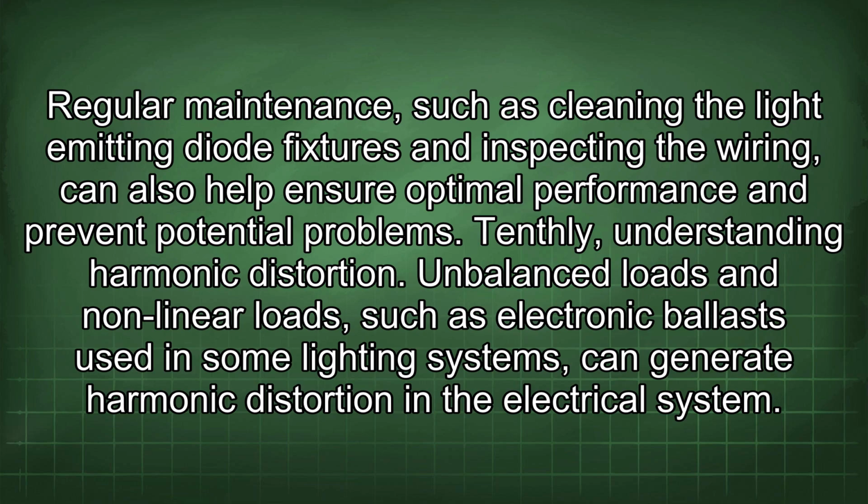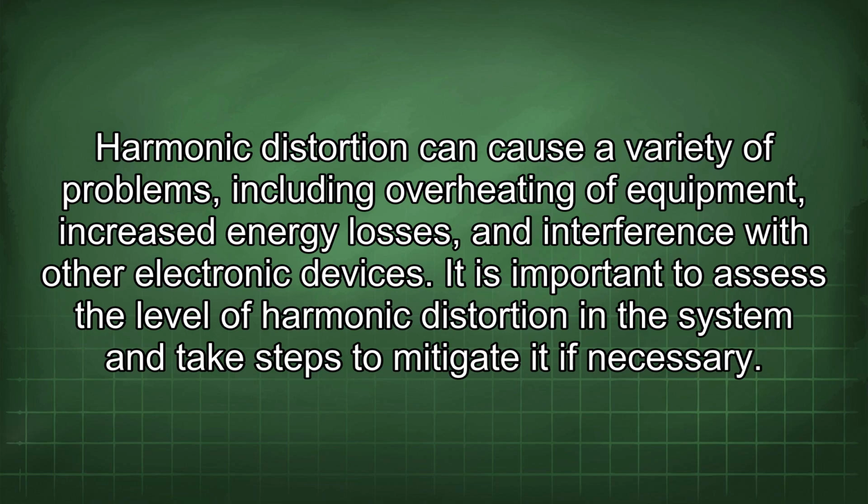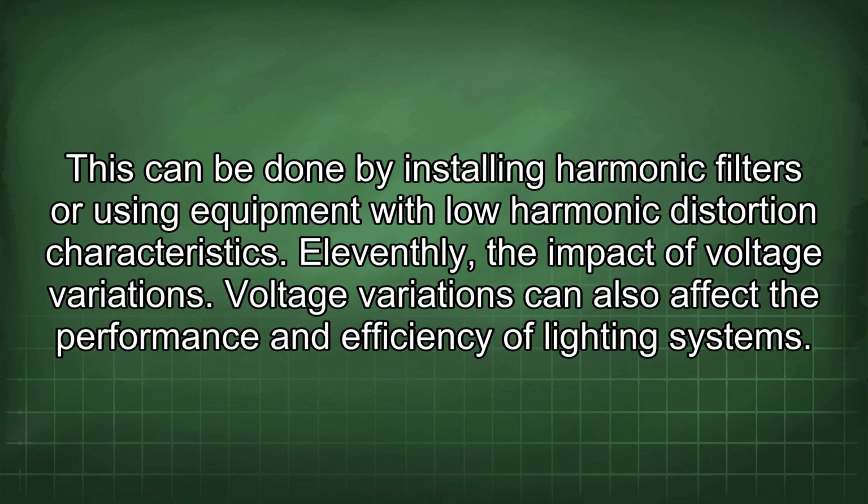Tenthly, understanding harmonic distortion. Unbalanced loads and nonlinear loads, such as electronic ballasts used in some lighting systems, can generate harmonic distortion in the electrical system. Harmonic distortion can cause a variety of problems, including overheating of equipment, increased energy losses, and interference with other electronic devices. It is important to assess the level of harmonic distortion in the system and take steps to mitigate it if necessary. This can be done by installing harmonic filters or using equipment with low harmonic distortion characteristics.